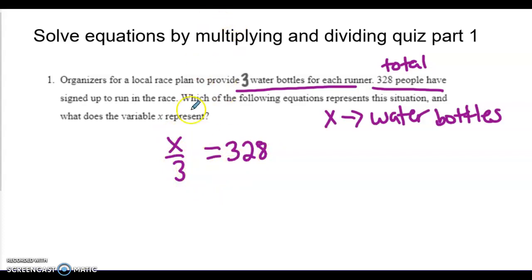Now it doesn't say you have to solve the equation, but if you did have to solve it, the opposite of dividing is to multiply. So you would multiply each side by 3, that would cancel, and this would tell you how many water bottles you would need. So in this case, 328 times 3, we would need to buy 984 water bottles. It doesn't say to solve it though. The question just asked you to write the equation and tell what x represented. So just the parts in purple.